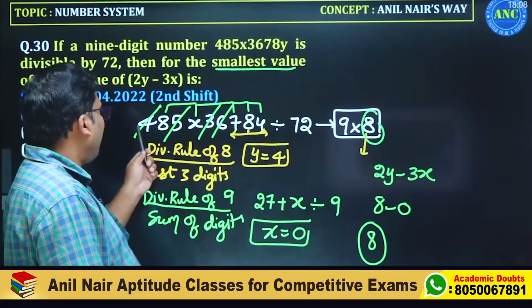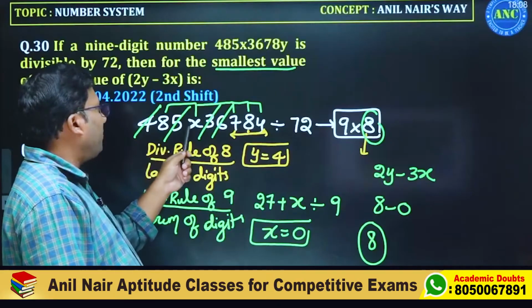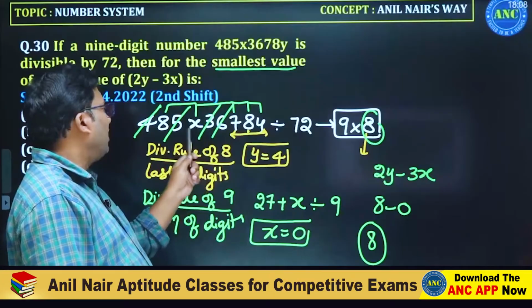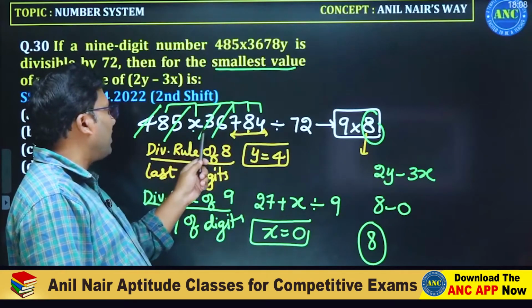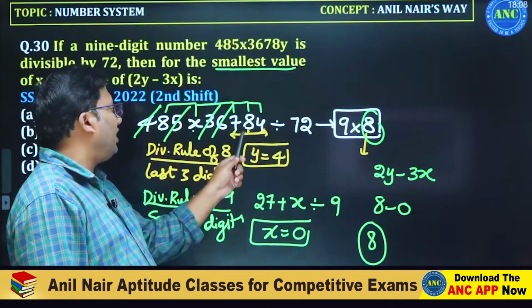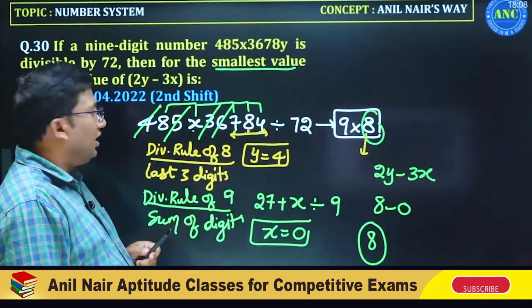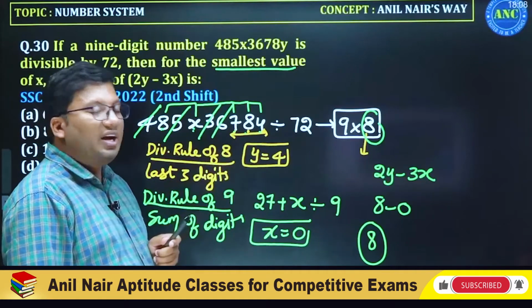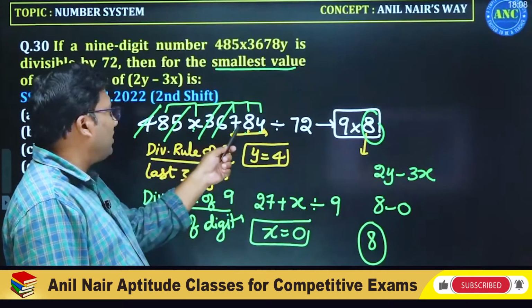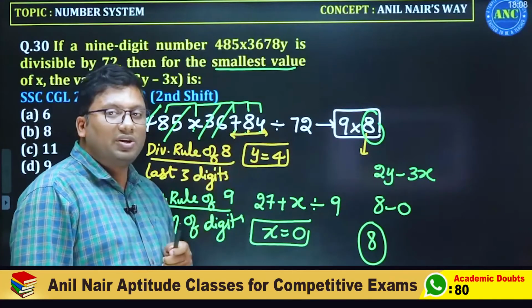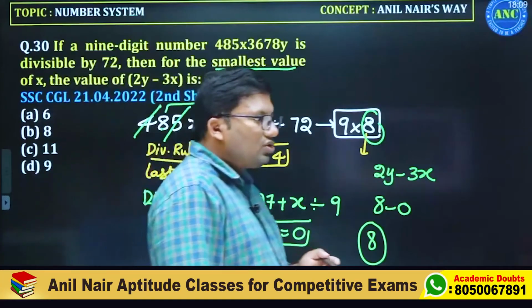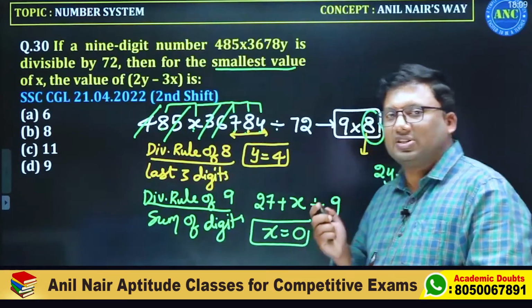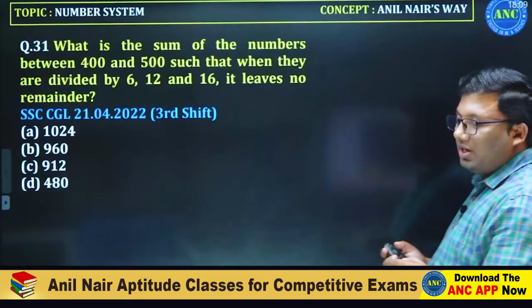The divisibility rule of 9 is that the sum of the digits should be divisible by 9. Adding the digits: 8 plus x plus 7 plus 8 plus 4. 8 plus 7 is 15. 15 plus 8 is 23. Plus the y value 4, that is 27 plus x, which should be divisible by 9. That means the x value is 0. I hope the idea is very much clear to you. Next one.